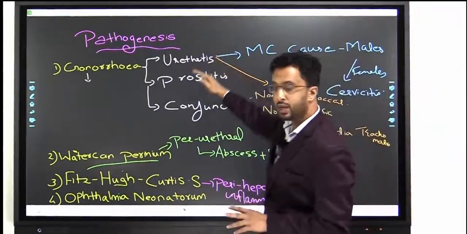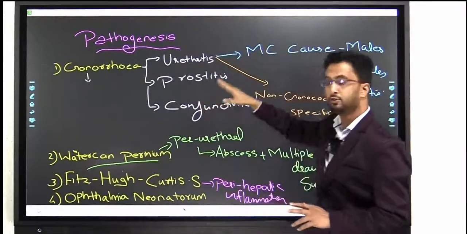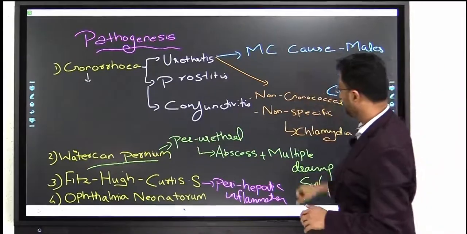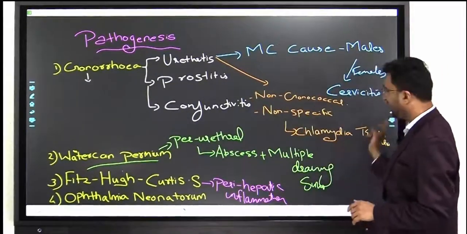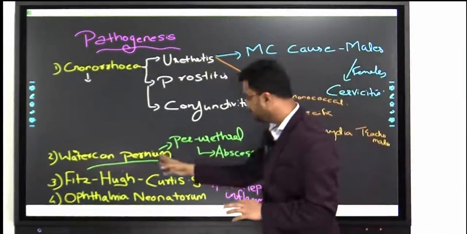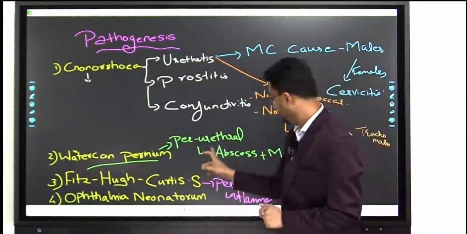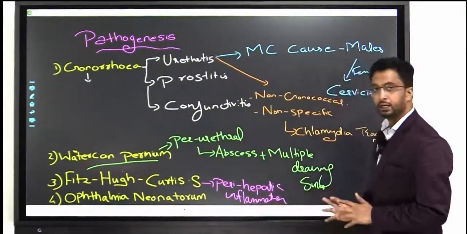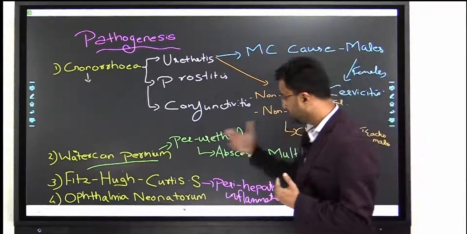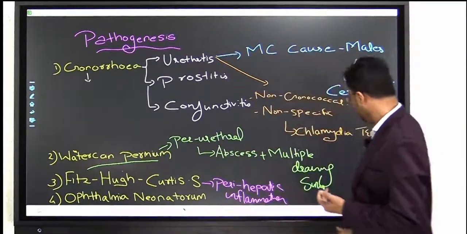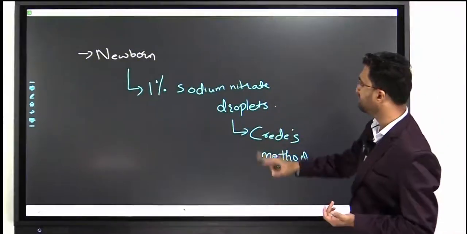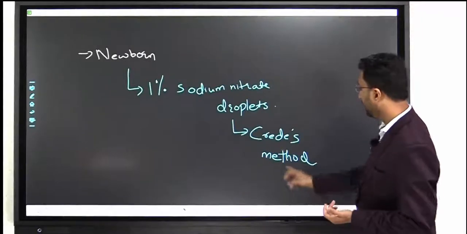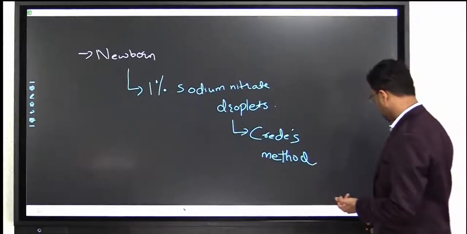Pathogenesis of gonorrhea, the triad is very important: urethritis, prostatitis, conjunctivitis. This is the most common cause of urethritis in males. If it is non-gonococcal, it is Chlamydia trachomatis. Then you have got Waterhouse perineum if it affects the periurethral area with multiple draining sinuses. If it's affecting the perihepatic tissue or peritoneal cavity, it's Fitz-Hugh-Curtis syndrome. Ophthalmia neonatorum, very important, silver nitrate. The name of the method is also very important, Crede's method, okay, fine.